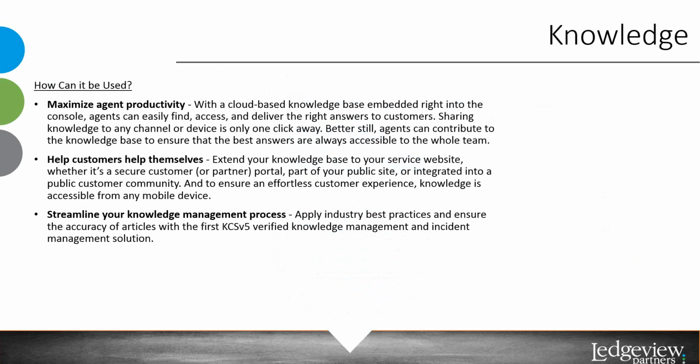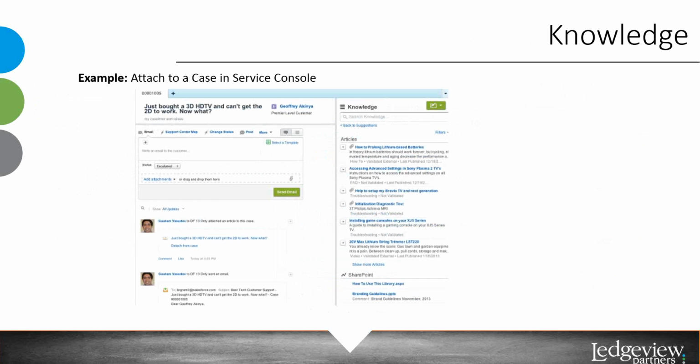So let's get into it in practice. Like I was saying, a case comes in. In this example, a case came in about an HD TV, and it's only working in 2D. What's going on? On the right-hand side, there are some knowledge articles based on diagnostics and looking into why your TV isn't working properly. Those are all recommended based on the subject of the case. So your agent can quickly click on that article, attach it to the email, and forward it off to the case submitter.